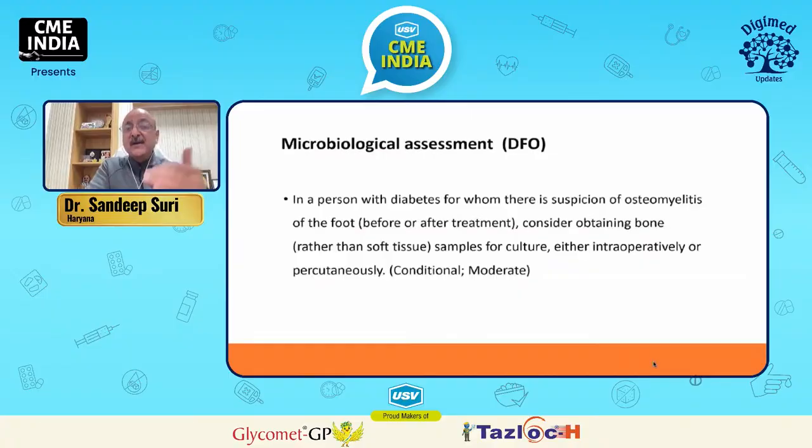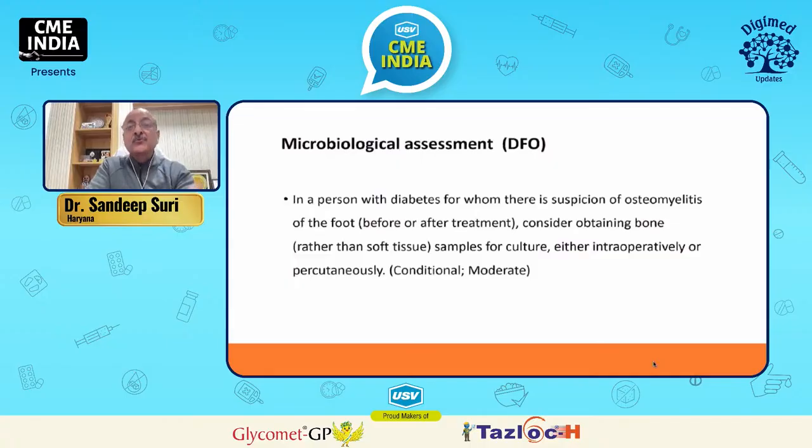Now, coming to diabetic foot osteomyelitis. In a person with diabetic foot osteomyelitis, there is always a question whether we should take a bone sample, or whether peribone tissue is also effective for sending for culture sensitivity. If you are suspecting osteomyelitis of the foot, before or after treatment, after debridement of the area, consider obtaining bone rather than soft tissue. But peribone tissue is also important.